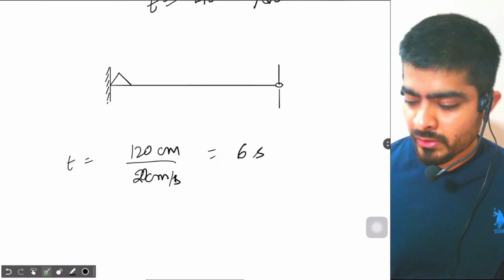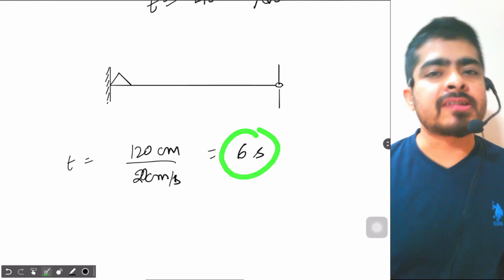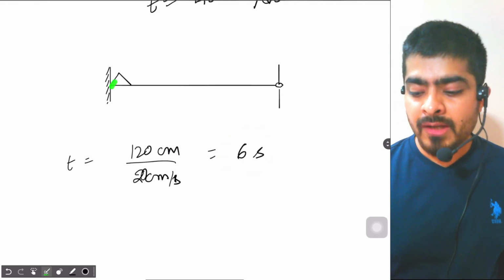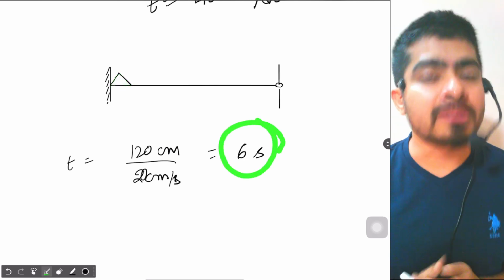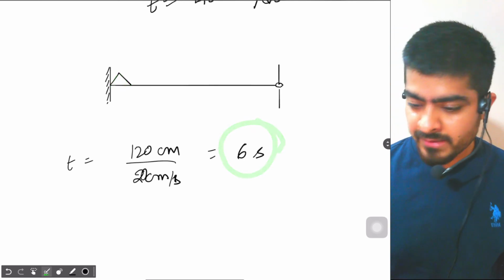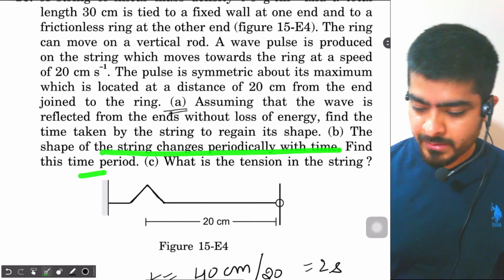This is the answer which is actually wrong in the book, what I feel. In the book the answer is given to be 3 seconds, but what I feel is that the answer should be 6 seconds, because the story of the pulse repeats after every 6 seconds and not 3 seconds. So the time period of the pulse should be 6 seconds according to me.